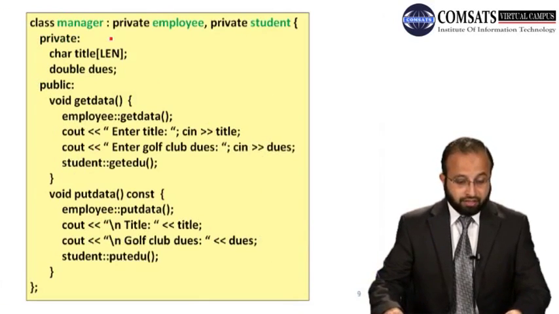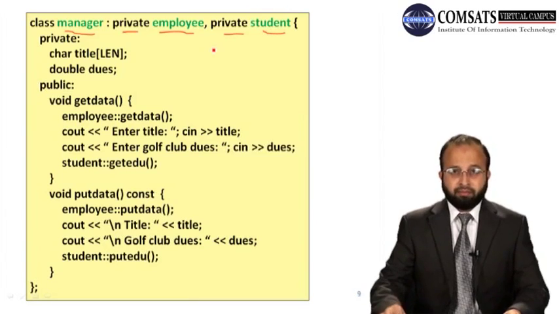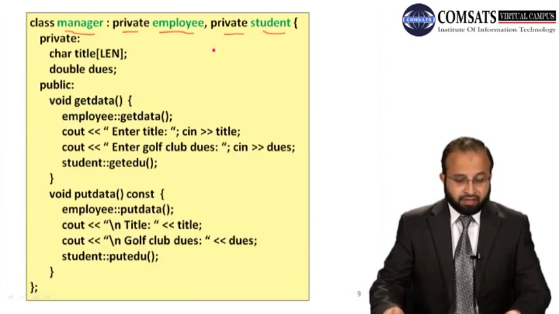And then we have a manager class. We inherited this class from an employee and a student. The type of inheritance is private. This means that the object of manager won't be able to access the public members of the base classes, and the base classes are employee and student.